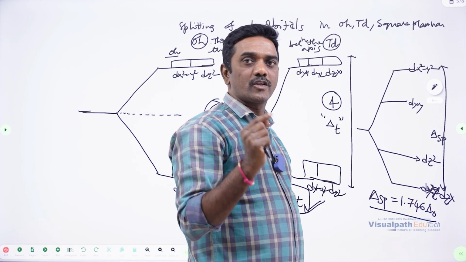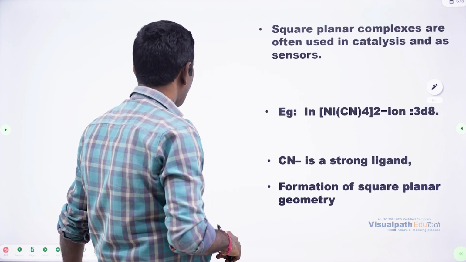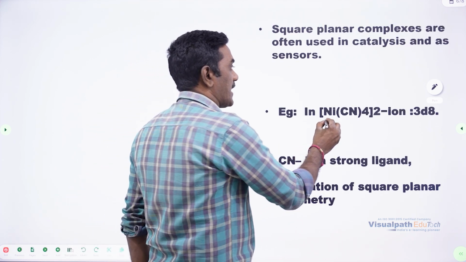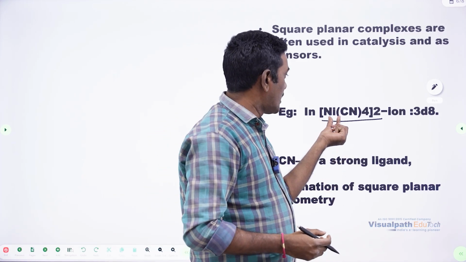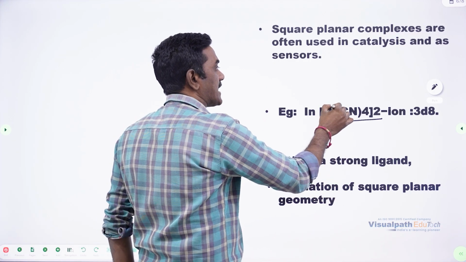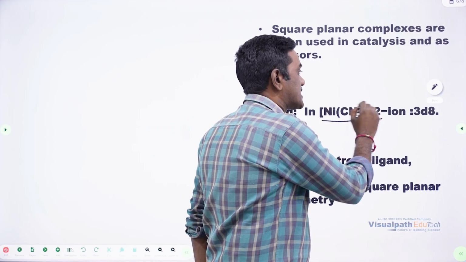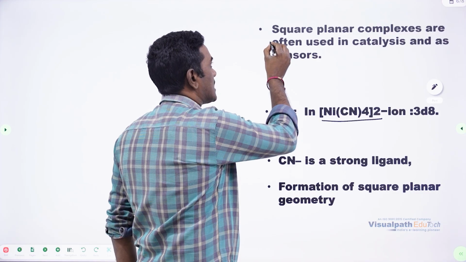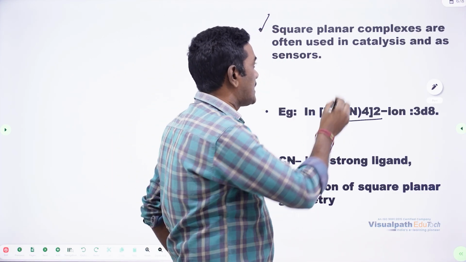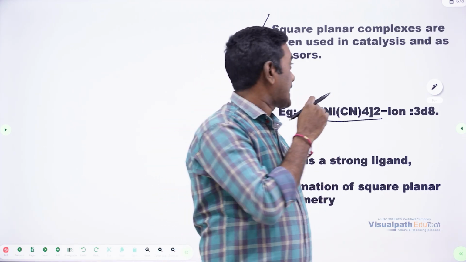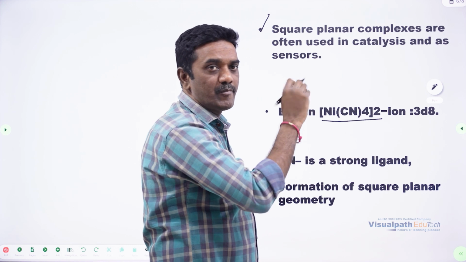In this way we can compare the splitting of the orbitals in square planar, octahedral and tetrahedral. Now let us discuss one example in the square planar complexes. I am going to take one example from so many, that is nickel cyanide 4, with 2 minus charge. Before going to this example, we must know the application of these square planar complexes. These are the complexes which are used in catalysis and also as sensors.